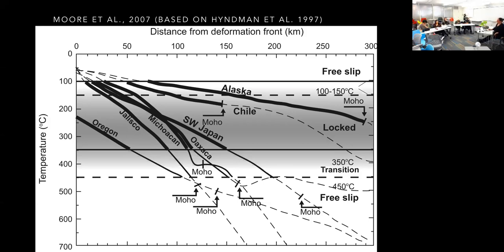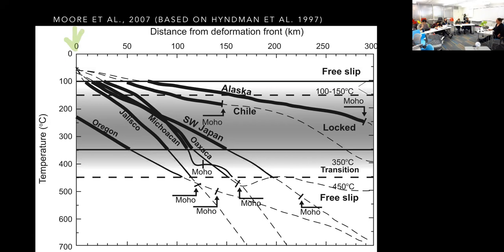But the point of this figure, okay, so we have many different famous subduction zones on here: Alaska, Chile, Southwest Japan, which we just looked at, and then here's some Central American ones. These are all in Mexico, and Oregon, the southern end of Cascadia. And the plot, on the x-axis, it's the deformation distance from the deformation front, so that's just about out by the trench. It's right where you start seeing deformation, the accretionary wedge. So consider this kind of the trench out here. And on the y-axis, we have temperature.